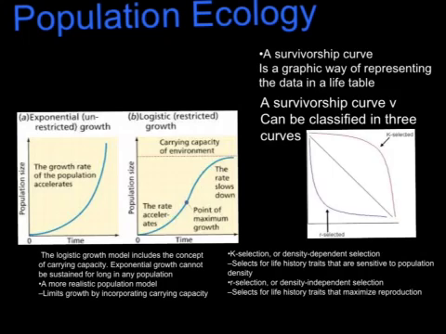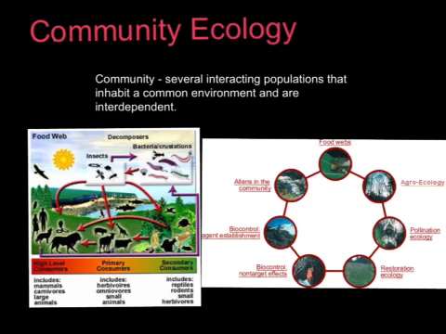On the other hand, a survivorship curve is a graphic way of representing the data in a life table. A survivorship curve can be classified in three curves. Two of the most important curves would be K-selection and R-selection. K-selection, or density-dependent selection, selects for life history traits that are sensitive to population density. R-selection, or density-independent selection, selects for life history traits that maximize reproduction.